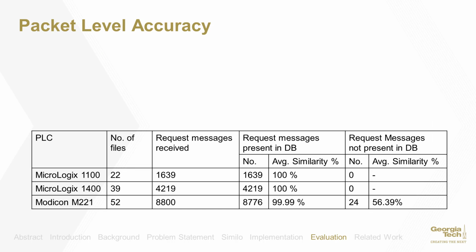Because Similo uses previously learned responses to the requests made by the engineering software, it is crucial that the messages be accurate at the packet level. In the report, a table was provided that shows the accuracy of the packet database with respect to the requests made by the engineering software. From the table, it is shown that the Allen Bradley PLCs had a 100% success rate in finding a message with the correct message length and an average similarity of 100%. The Modicon, however, had 24 messages out of 8,800 requests that did not exist in Similo's database. However, with a level of accuracy of 99.99%, there were no errors on the engineering software.